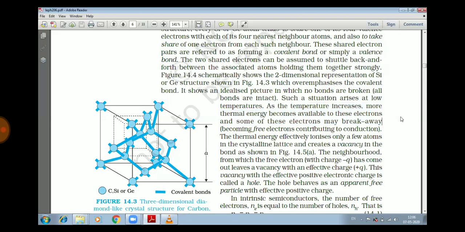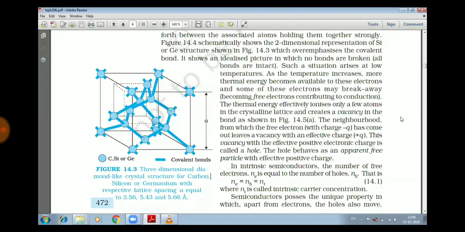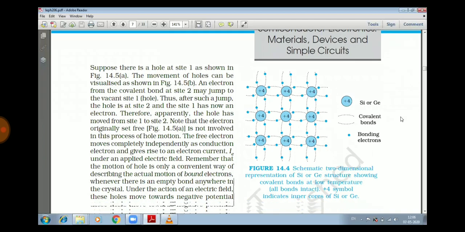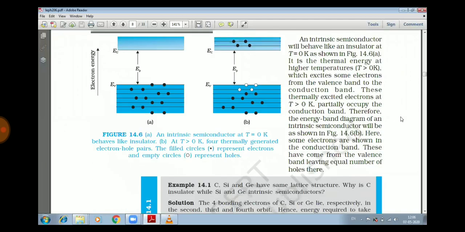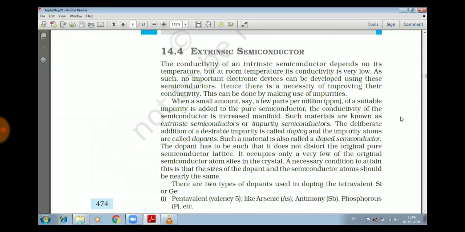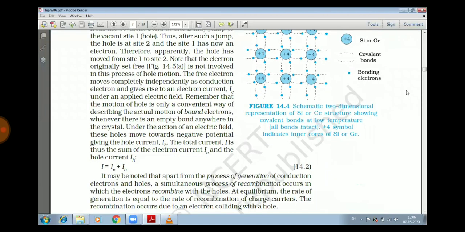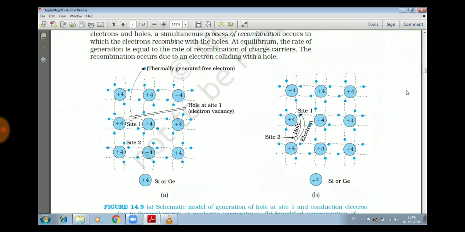Now you see the figure 14.5. It's 14.5a. Here, see that all the silicon atoms form covalent bonds with neighboring atoms. I've taken only one layer of silicon atoms. I could say that it's a silicon lattice.